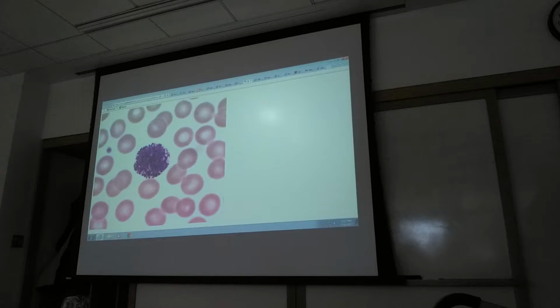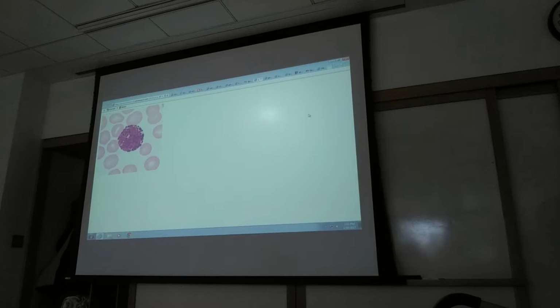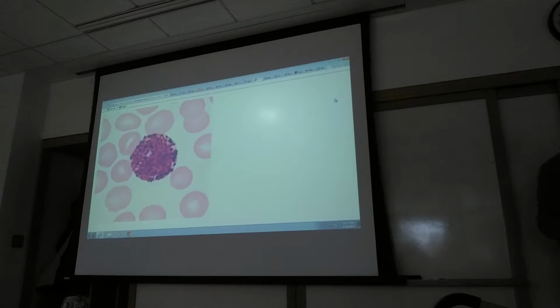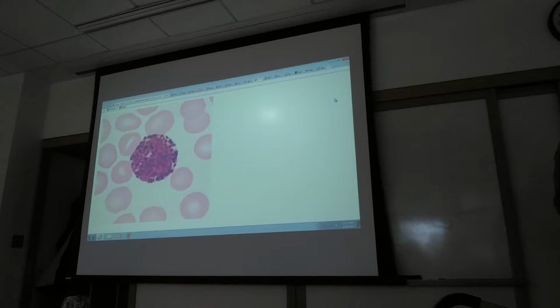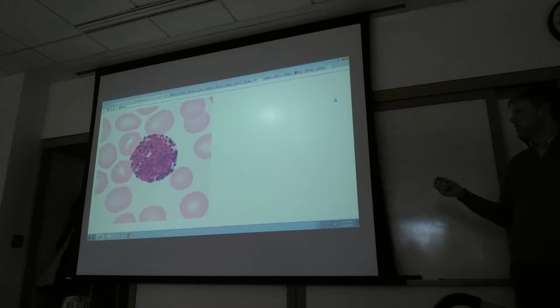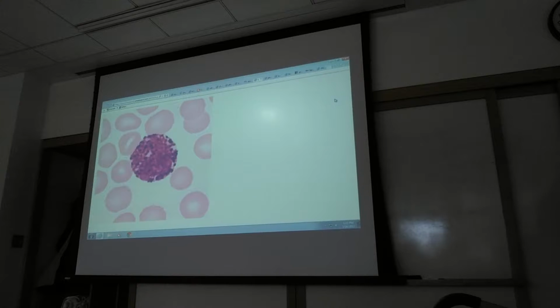So that's the basophil. Here's another picture of a basophil. Again, you don't really see the nucleus. You've got big, chunky, purple dots. Okay, so that's a basophil.